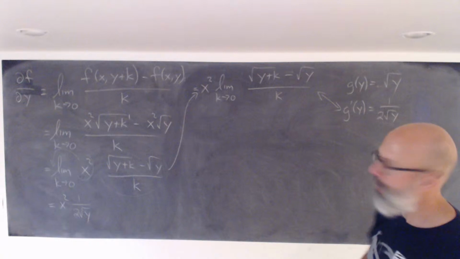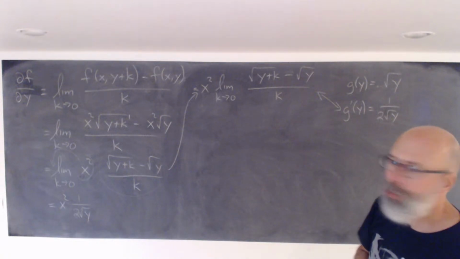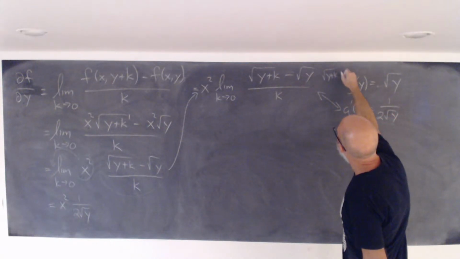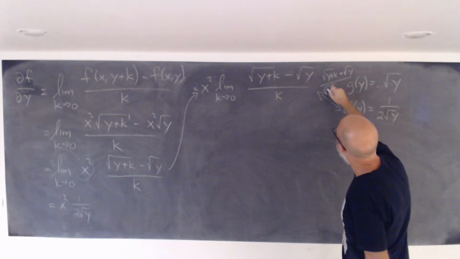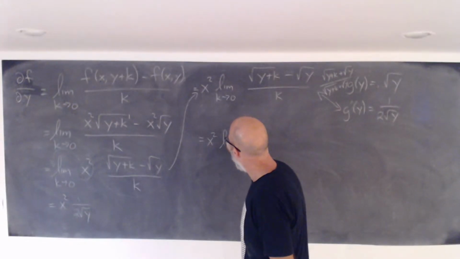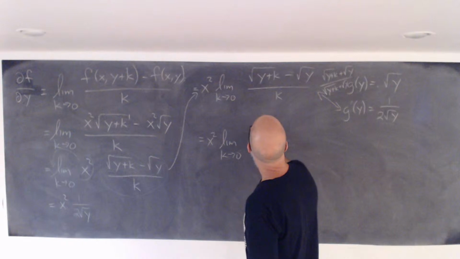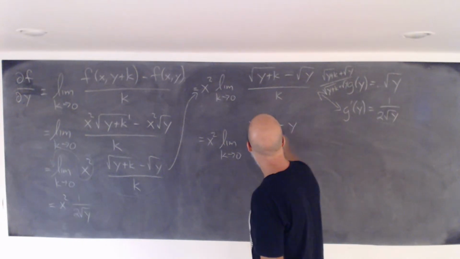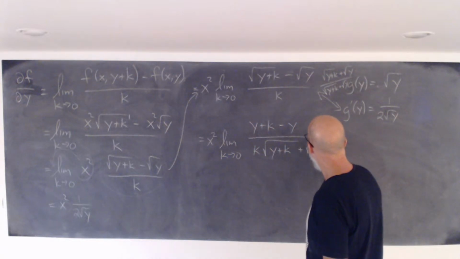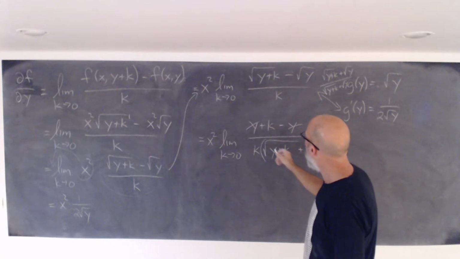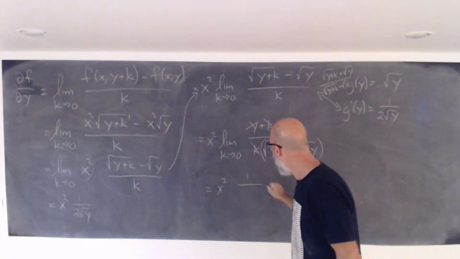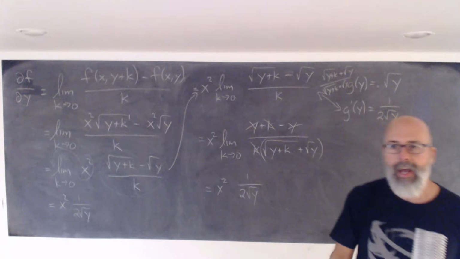But, as Amar suggests, you could evaluate this limit directly by multiplying by 1, namely root of y plus k plus root y over itself, the conjugate, and you get y plus k minus y over k times square root of y plus k plus root y. The y's cancel, and then the k's cancel, leaving you with a limit of 1 over 2 root y, exactly as expected.